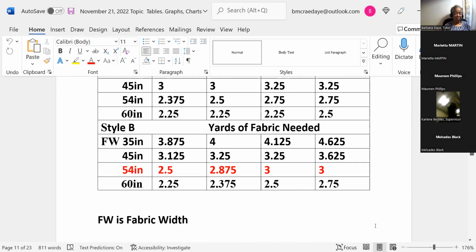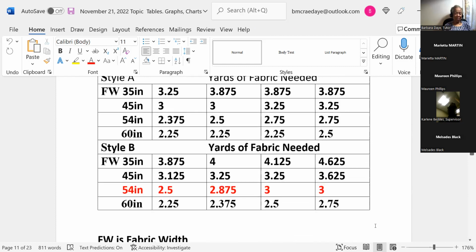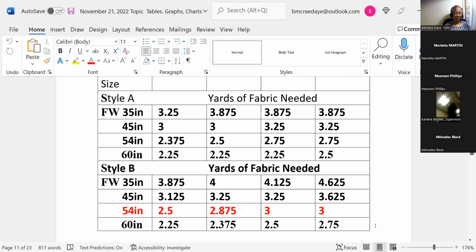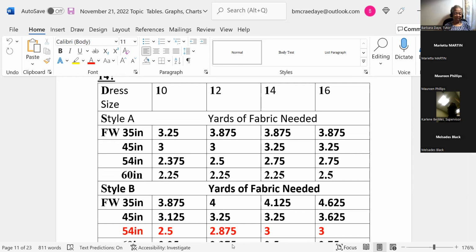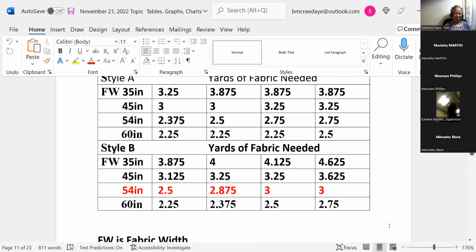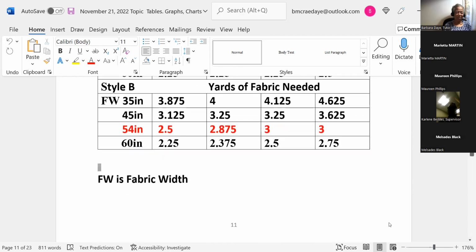That means the first dress, size 10, will be 2.5 yards, right? And then size 12 will be 2.875 yards. And the other one will be 3 yards. That's it. So what's the answer? You got it, Maureen. So what do you add? Tell me what you add.